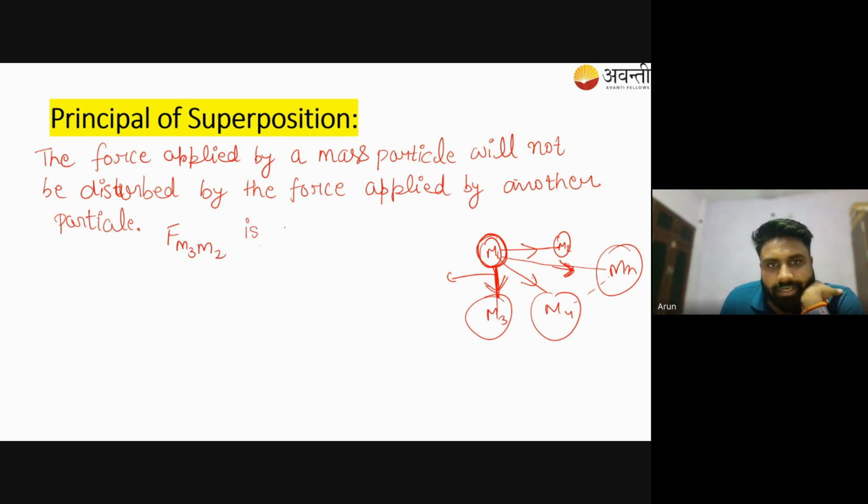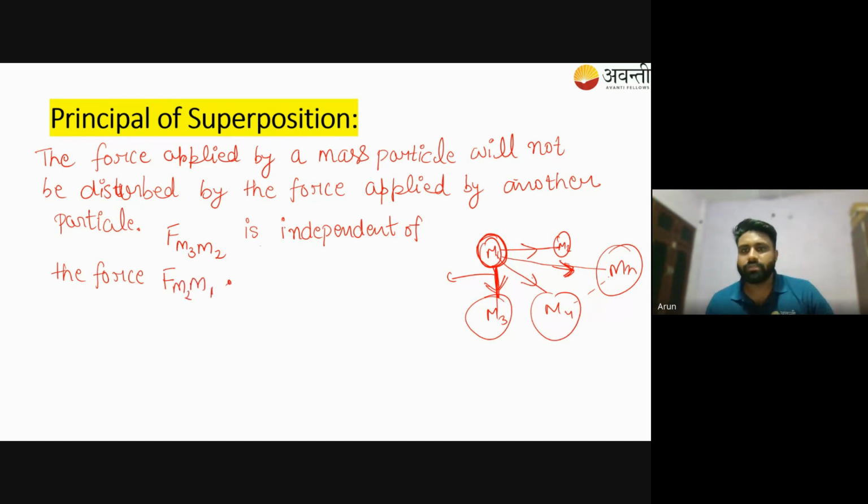But the force applied by M3 on M1 is independent of the force applied by M2 on M1. So these forces are independent of each other. They will not get disturbed by the amount of force that is applied by another particle present in the system. This is the principle of superposition.